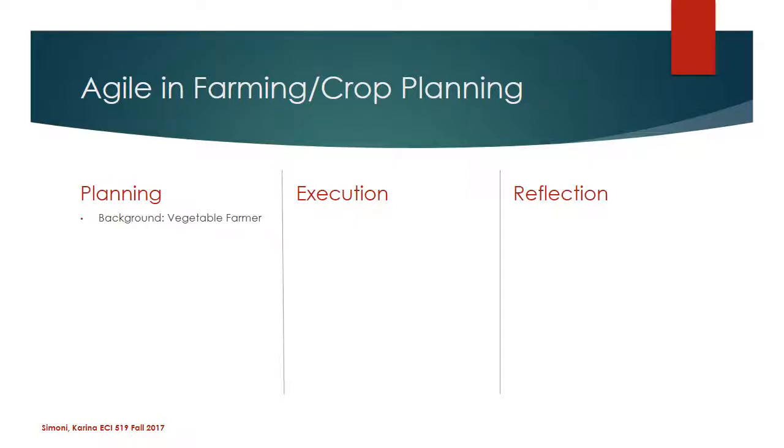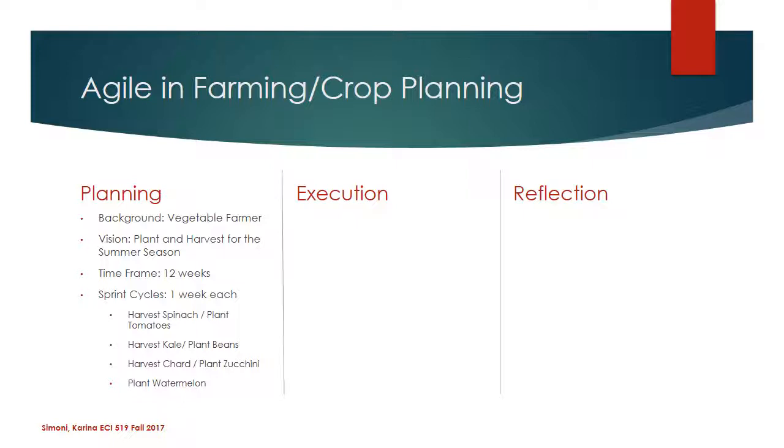So our background is that we're vegetable farmers. We have a vision. We want to plant and harvest for only the summer season. And our time frame is going to be 12 weeks. So we're going to make our sprint cycles 1 week each. We want to first harvest the spinach, then plant the tomatoes, harvest the kale, then plant the beans, harvest the chard, then plant the zucchini, and then in our next sprint we'll just plant watermelon. So these are some examples. We're not going to go through all 12 of our sprints.